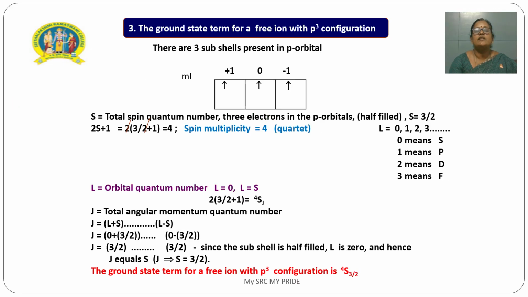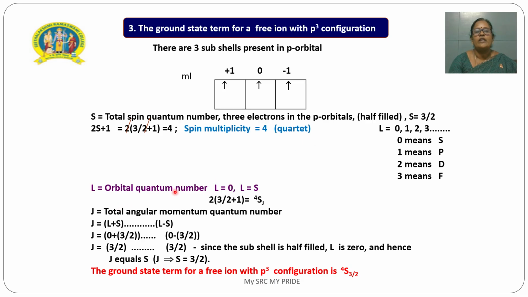The ground state term for a free ion with P3 configuration. There are 3 subshells present in the p orbital, and 3 electrons in the p orbital, that is a half-filled configuration. S is equal to 3/2. 2S plus 1 is equal to 2 into 3/2 plus 1. Both the denominator and the numerator have 2, which can be cancelled out. Therefore, spin multiplicity is equal to 4, that is quartet.